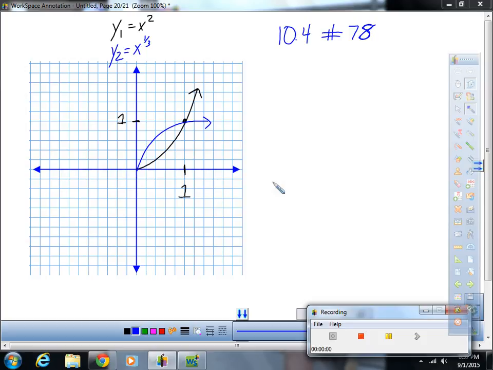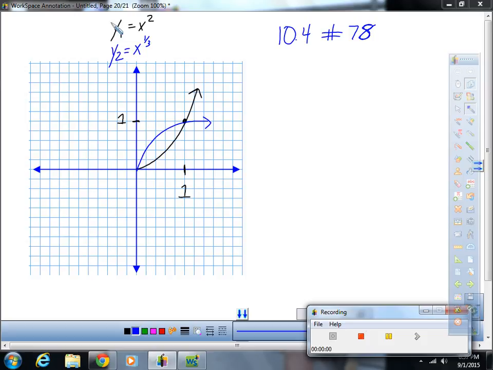Okay, this is 10-4, number 78. The problem reads, consider the two curves y equals x squared and y equals x to the 1/3. Find the unit vectors tangent to each curve at their points of intersection. Then find the angle between the curves at their point of intersection.